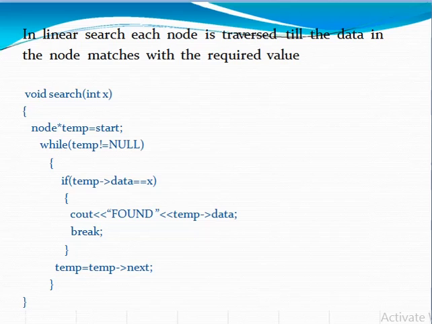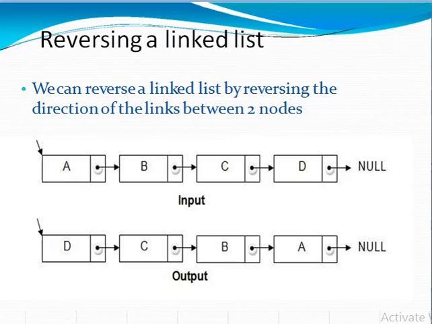Next is we can reverse the linked list also. We can reverse the linked list by reversing the direction of links between two nodes. See, initially the input is like A points to B, B points to C, C points to D. But if we want to reverse the linked list, we have the complete contrast of the directions of the list, so that D points to C, C points to B, B points to A, and A points to null. This whole reversing of the arrangement of elements in a reverse manner is called reversing the linked list.